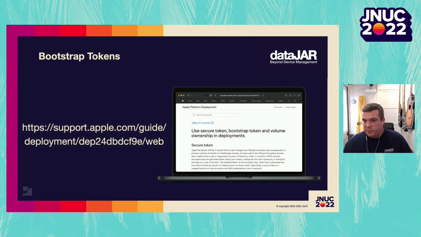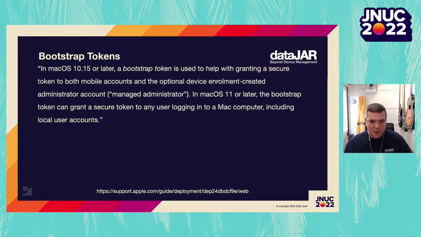Now, again, in that initial KB that we looked at, use a secure token, Bootstrap token, and volume ownership in deployments. Apple detail what Bootstrap tokens are about. So first of all, they came about in 10.15 or later, and it's used to help with granting secure token to both mobile accounts and the optional device enrollment created administrator account, the ADE admin, the one created under the setup stage. In macOS 11 or later, the Bootstrap token can grant a secure token to any user logging into a Mac computer, including local user accounts.